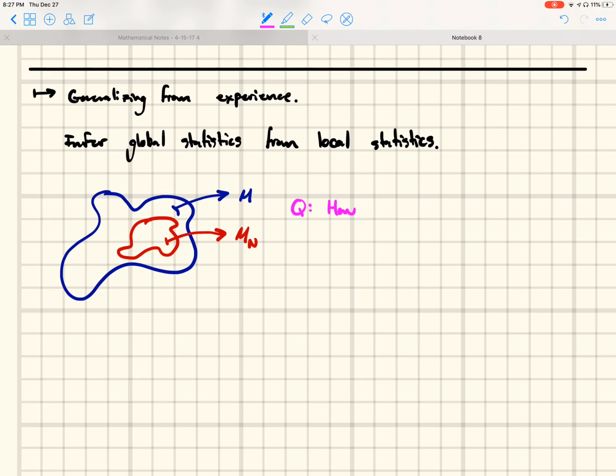our question is, how confident can we be that our subsample mean mu sub n is a good approximation to the true population mean mu.